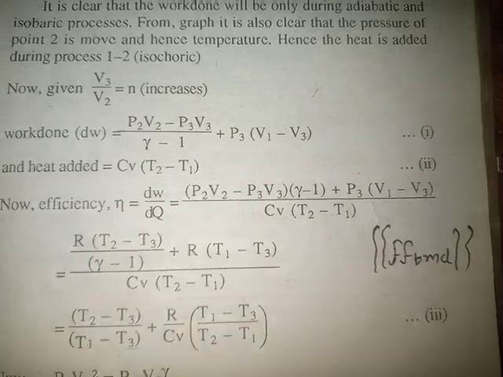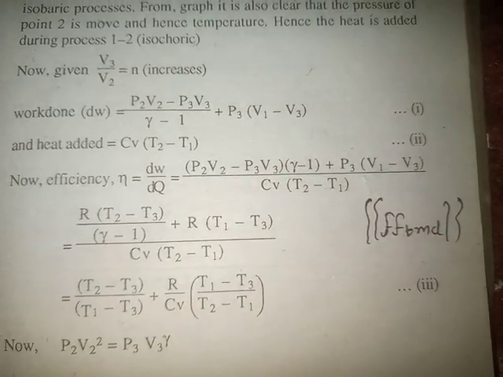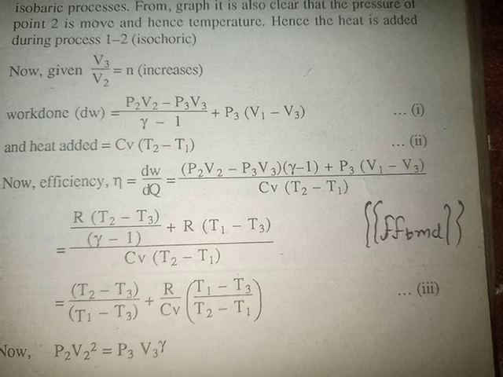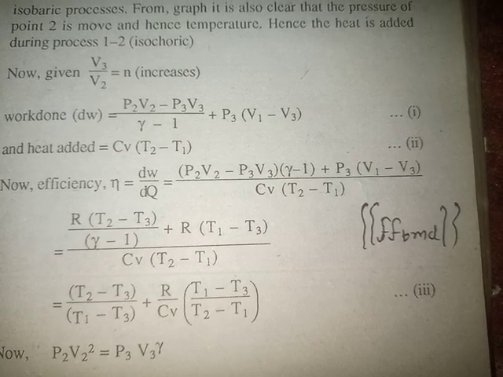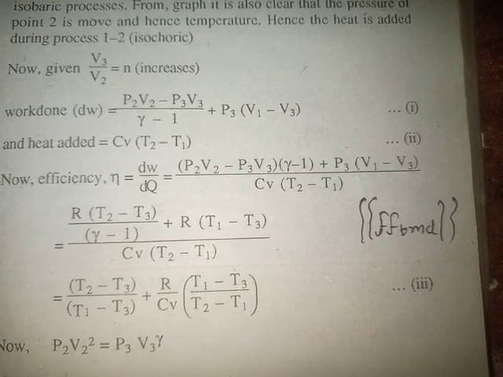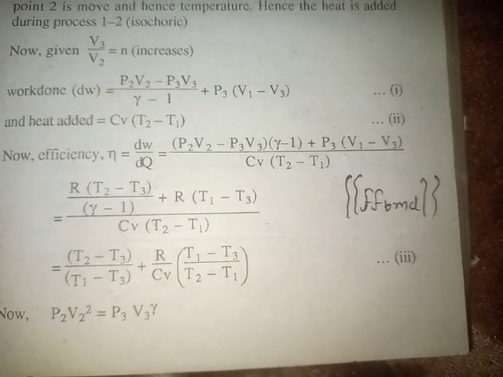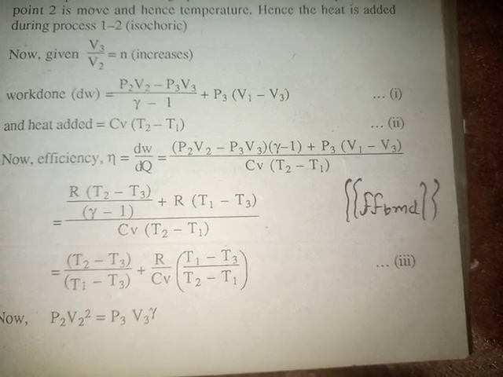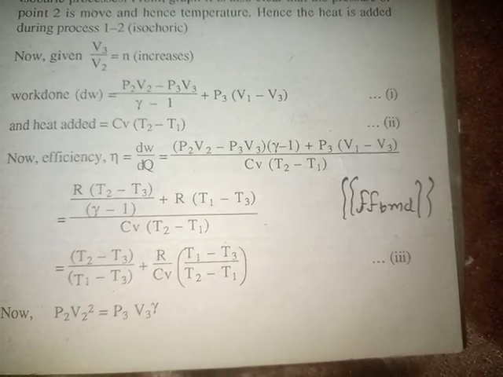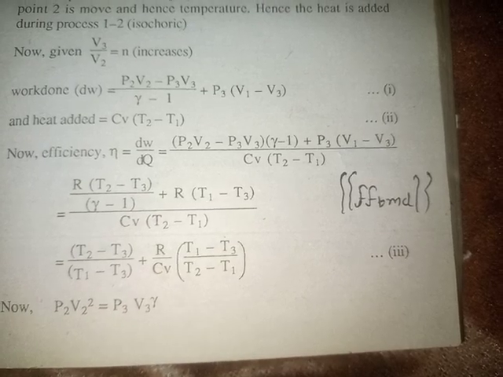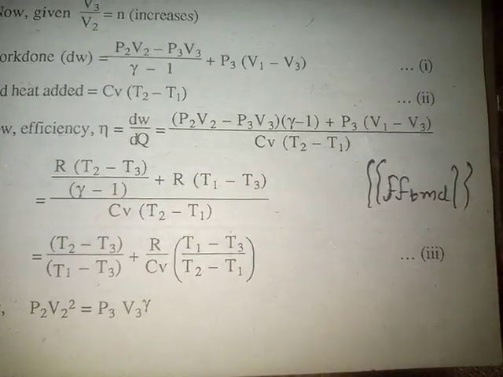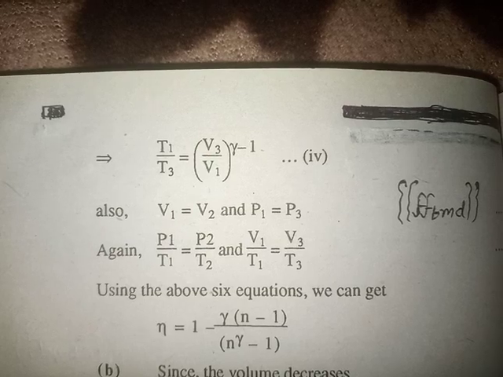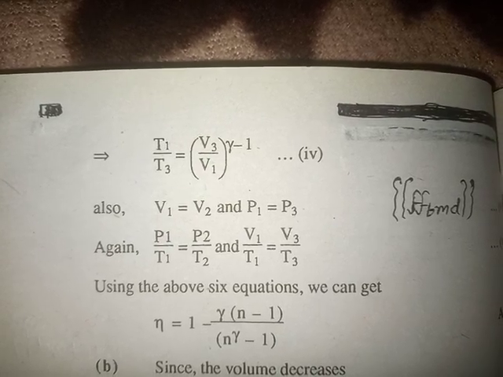Cv (T2 minus T1) equals R into (T2 minus T3) by (gamma minus 1) plus R into (T1 minus T3) divided by Cv into (T2 minus T1), which equals (T2 minus T3) by (T1 minus T3) plus R by Cv times (T1 minus T3) by (T2 minus T1). Now P2 V2 to the power gamma equals P3 V3 to the power gamma. This implies T1 by T3 equals (V3 by V1) to the power gamma minus 1.